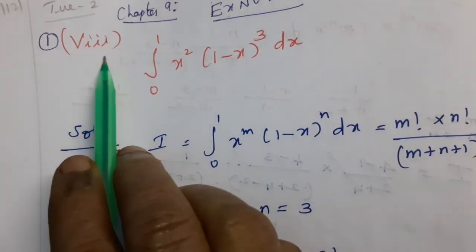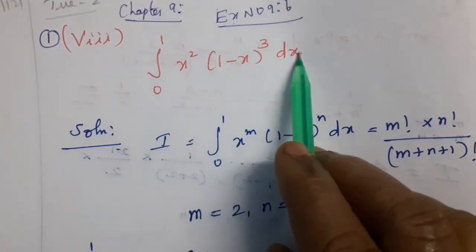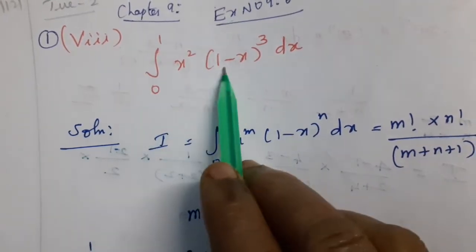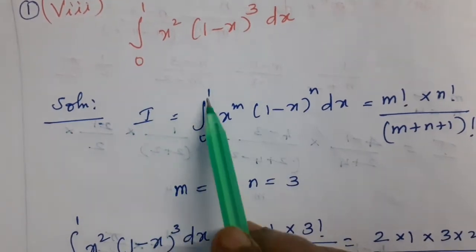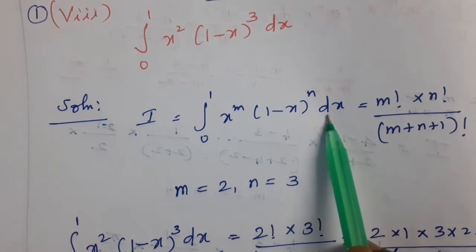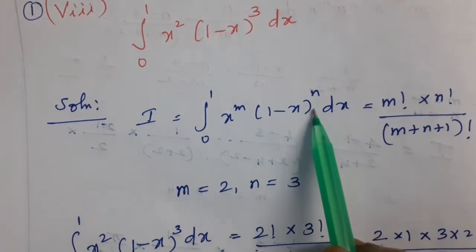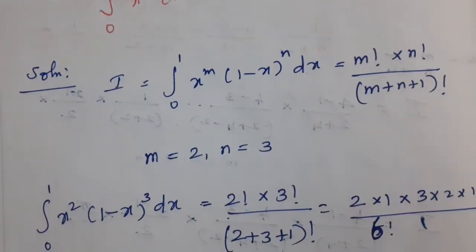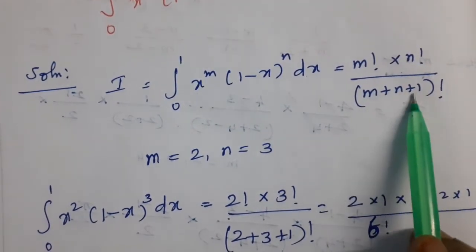See now, see the 8th subdivision. Integral of 0 to 1 x square into (1 minus x) the whole cube into dx. What is our formula? I equal to the integral of 0 to 1 x power m into (1 minus x) the whole power n dx is equal to the formula. Remember the formula only: m factorial into n factorial divided by (m plus n plus 1) factorial.